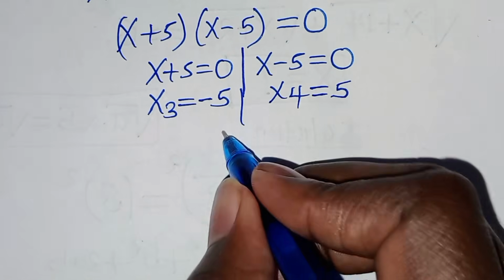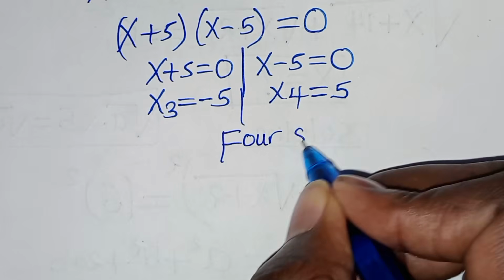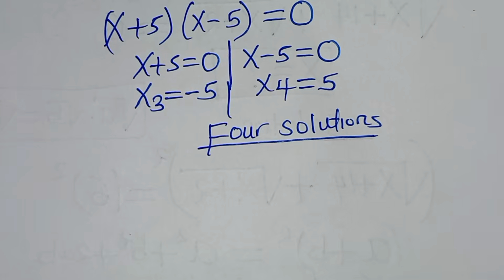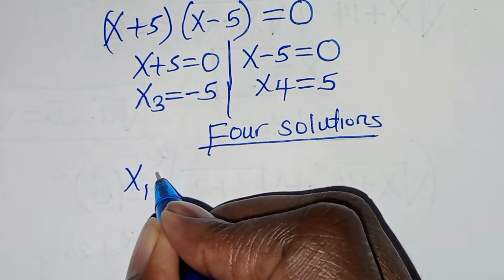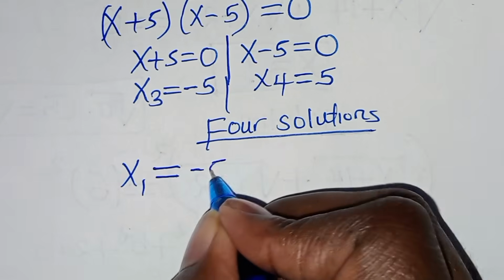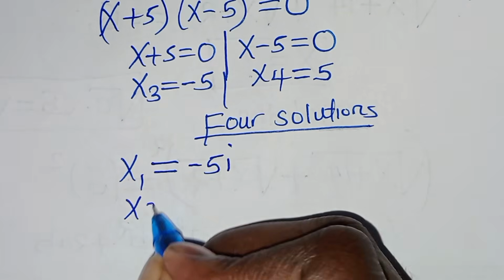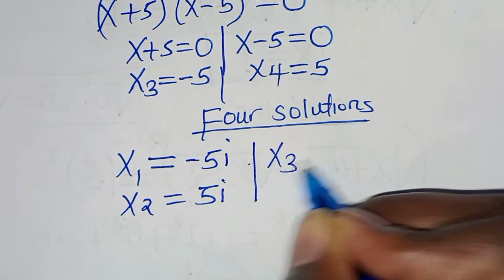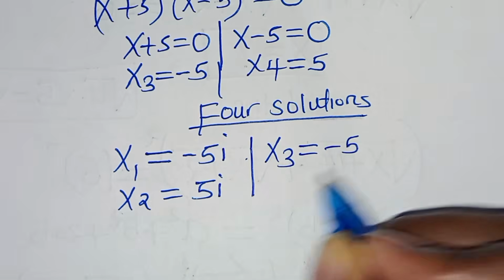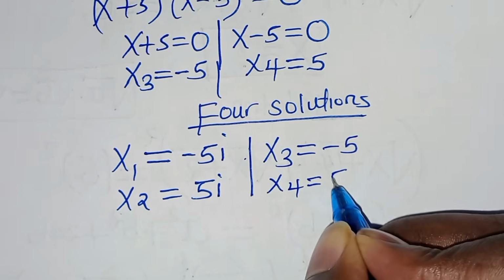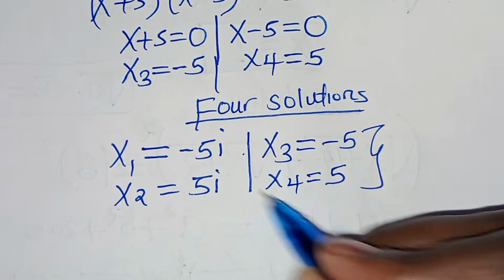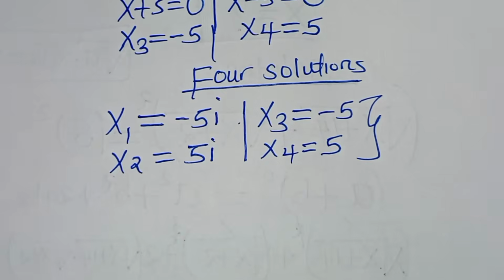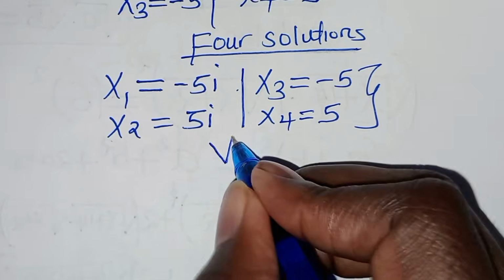So this implies that we have 4 solutions to this algebra problem. We have x1 equal to minus 5i, x2 equal to 5i, x3 equal to minus 5, and x4 equal to 5. So these are the four solutions that we have for this algebra problem. The next step is to verify. So let's verify from here.